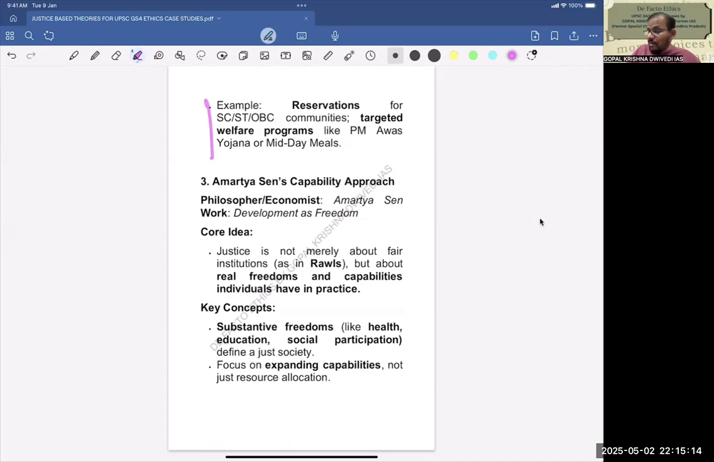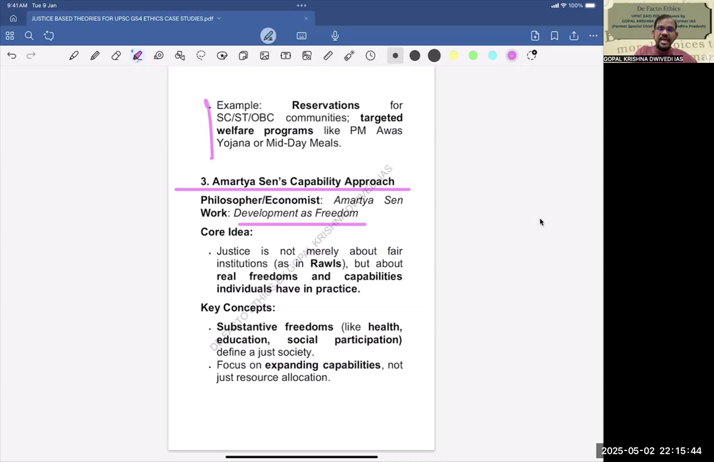Now, the third part of these justice-based theories is Amartya Sen's capability approach. Amartya Sen is a 20th century philosopher. He has written the book Development as Freedom, and his core idea is that justice is not merely about fair institutions, because Rawls's veil of ignorance and difference principle focus mainly on fair institutions, because decisions have to be fair, transparent and impartial.